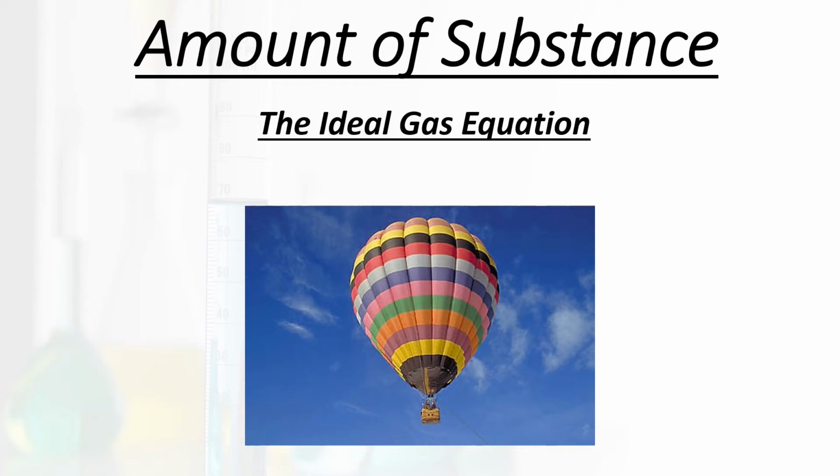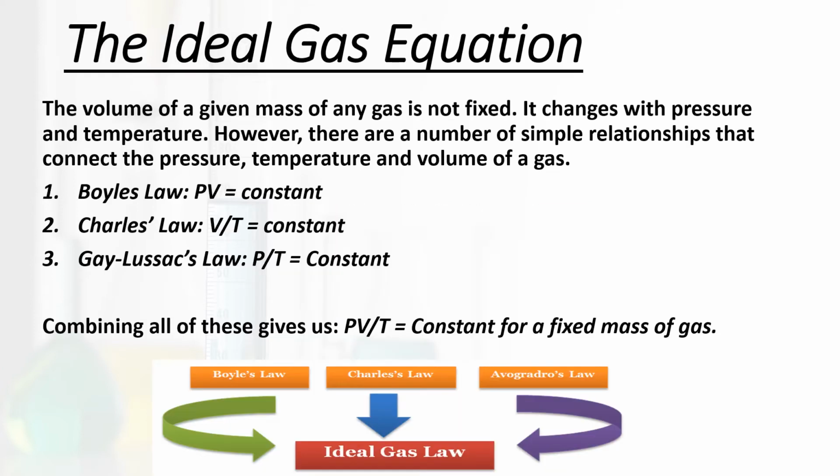Hi everyone, today a video on amount of substance and specifically to do with the ideal gas equation. So the volume of a given mass of any gas is not fixed. The volume can change if we change the pressure and if we change the temperature. But there are several simple relationships that connect pressure, temperature and the volume of the gas, and these were all worked out many years ago.